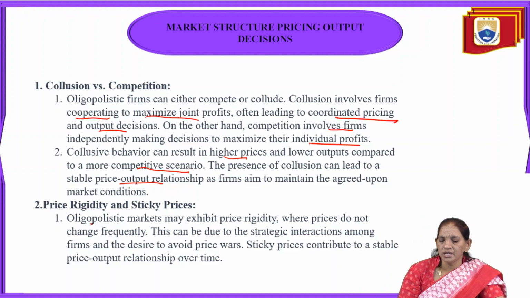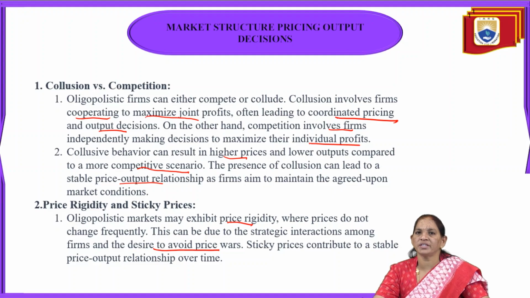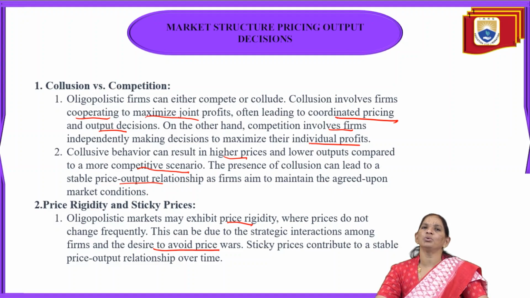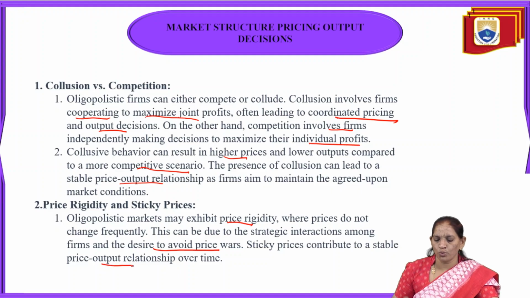Next, price rigidity and sticky prices. An oligopoly market exhibits price rigidity, where prices do not change frequently. This is due to the strategic interaction among the firms and a desire to avoid a price war. The prices will be fixed or sticky because very few firms will be left in the market, and those few firms don't want to go to war with one another. To avoid that, the prices will be rigid, contributing to a stable price and output relation.